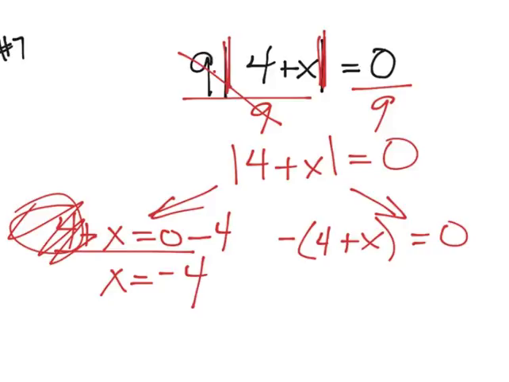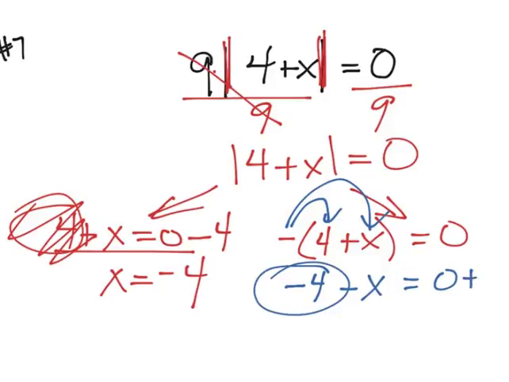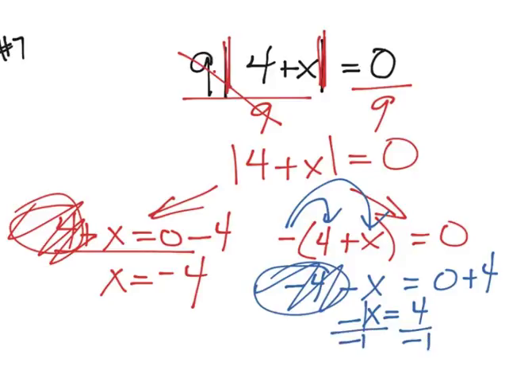Over here, I need to distribute, don't I? Negative times 4 is negative 4, negative times x is negative x. That's a negative 4, and when I move it, it's a positive 4, so negative x equals 4. I'm not allowed to leave it negative x because that's really negative 1x. So I'm going to divide by negative 1, and so x is going to equal, oh, look at that. They both equal negative 4.